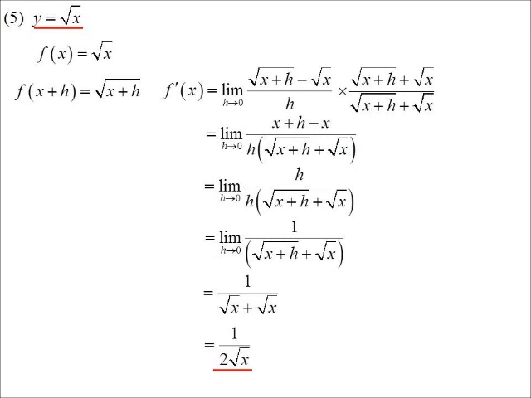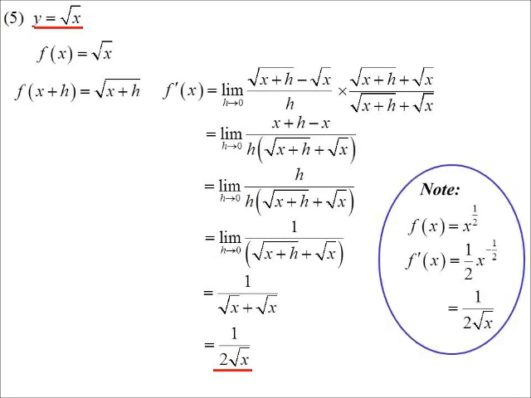So again, let's turn that into index form and see if it works. So if it was index form, I would have said x to the power of a half. Bring that power to the front, half. Subtract 1 from the power. Half x to the minus a half. Well, yes, that is 1 on 2 root x. So it works for any type of index. Fractional powers, negative powers, and of course, whole numbers as well.